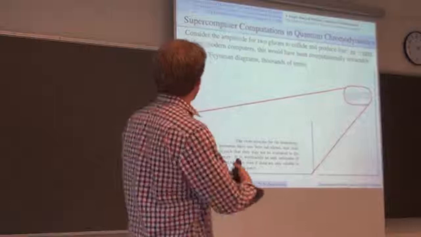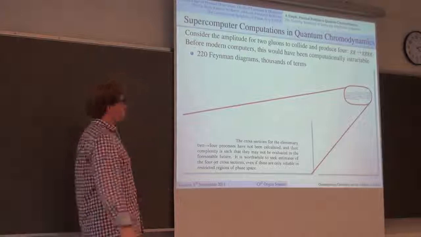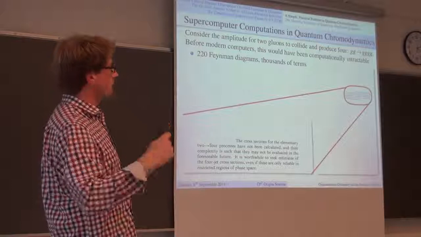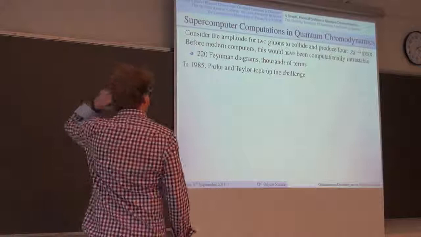Now, there are few ways to motivate somebody better than telling them that it's impossible, and so Parke and Taylor quickly jumped on this and tried to tackle this particular amplitude. And then in the particularly simple case, when the two gluons and the four produced are all the exact same helicity. Okay, so they took up the challenge, and they used every trick they could use.